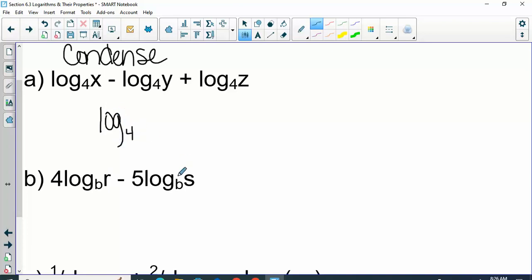This is a log base 4. So it'll just be x divided by yz? Almost.